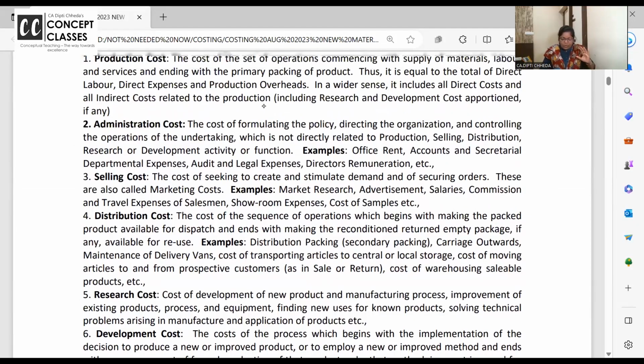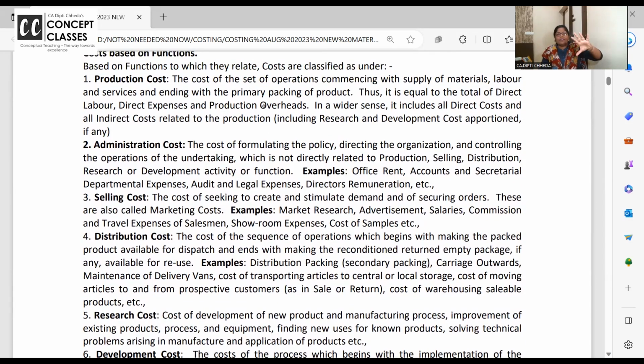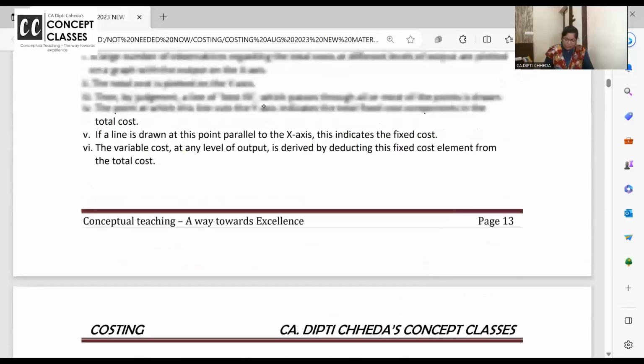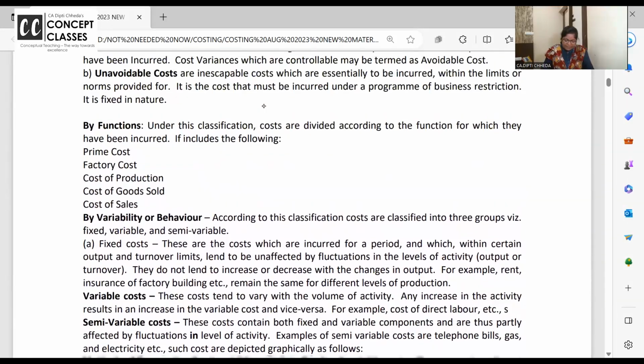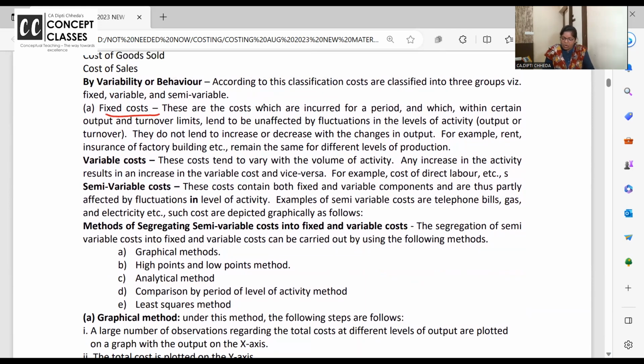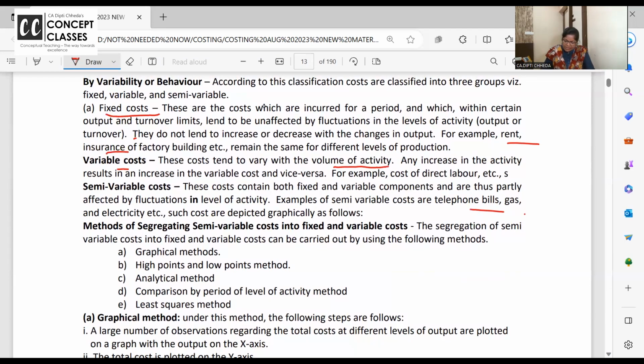Remaining, you know these types of cost also, one, they'll give you 4 or 5 costs and they'll say explain in one line. This comes repeatedly, but this is what we are going to do tomorrow. All right. Fixed cost. These are the costs which are incurred for a period and which do not change within certain output and turnover. Okay, so it is fixed, like rent, insurance, all. Variable cost, it changes with the volume of activity. Okay, right. Semi-variable cost. These are having both elements like telephone bill, gas, electricity, and all.